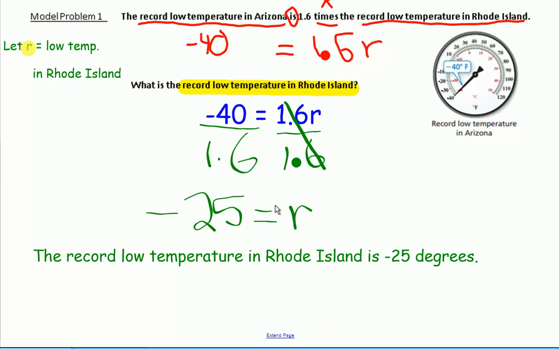The other option is to take my answer and just write it up somewhere over where I wrote my let statement. So I'm going to write R equals negative 25 degrees. And that's how I would write my answer. So what is the record low temperature? And since R is the record low temperature, R is negative 25 degrees. There you go. So from top to bottom, translating, solving, and then writing my answer. A lot of different steps going on there.